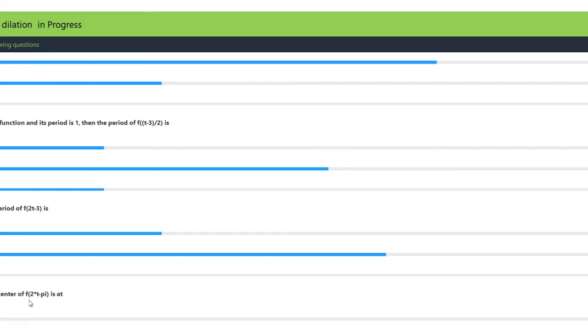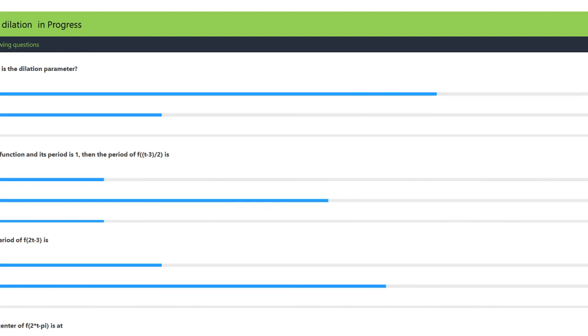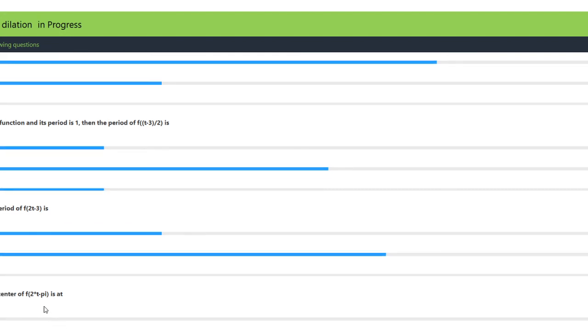So in question 4, the rect function: if f(t) is rect t, the center for f(t) times t minus pi is at... You still need to write in the standard format here. So what's the a and what's the b? A is half, and b is half pi. In that case, they move to minus half pi or positive half pi.